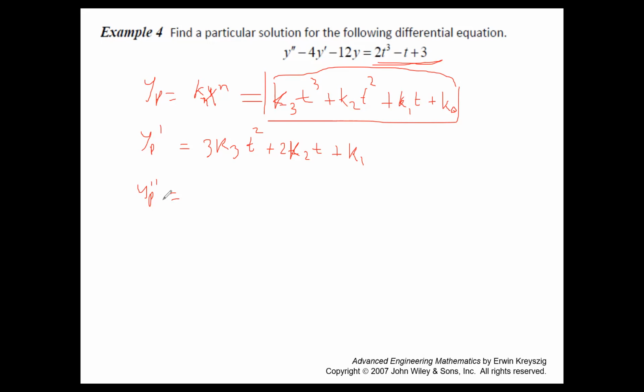Go ahead with the yp double prime. What will be yp double prime? So it would be 2 times 3, so 6K3 t and 2K2. Remember, K3, K2, K1, K0 are different values, so you don't miss the index over here.